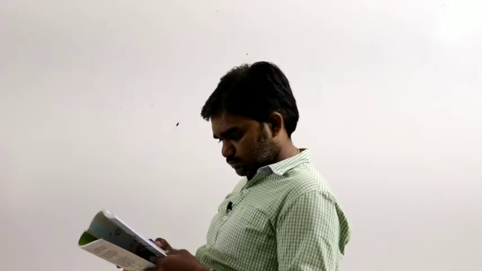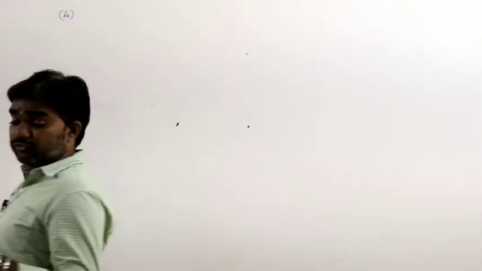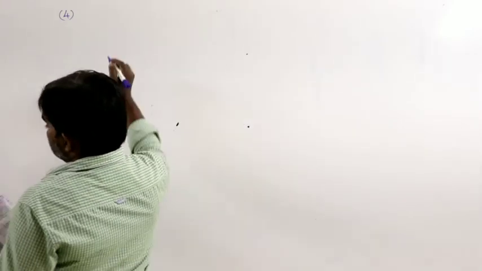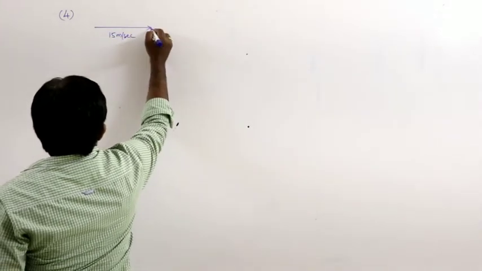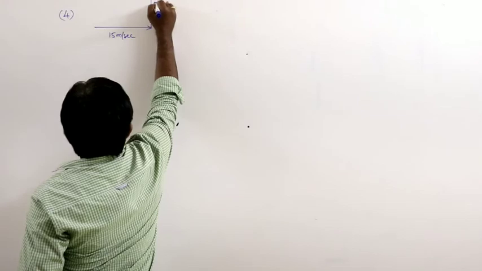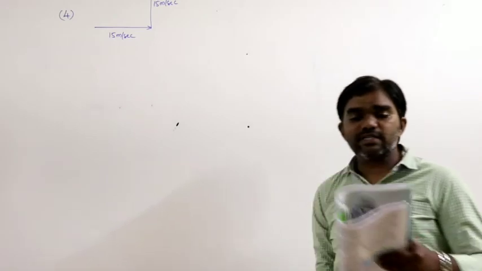See the question. Page number 156, question number 4. A particle is moving eastwards with velocity 15 meters per second. Suddenly it moves towards north and moves with the same speed in a time of 10 seconds. The average acceleration during this time? The particle is moving eastwards with velocity 15 meters per second and suddenly it moves towards north, maintaining the same speed, in 10 seconds. What is the average acceleration?